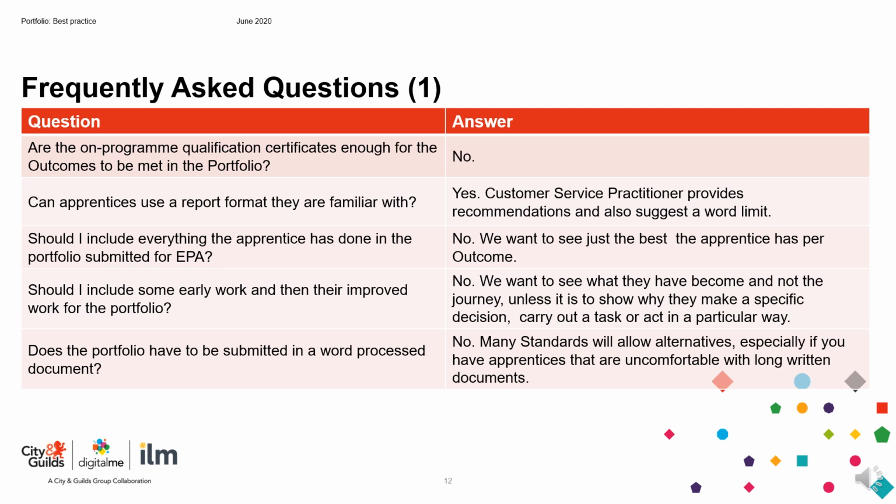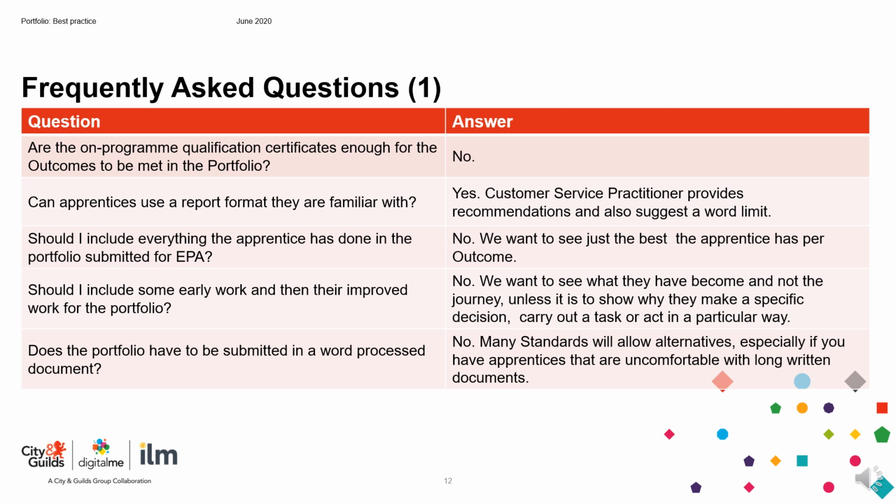Question 3. Should I include everything the apprentice has done in the portfolio submitted for endpoint assessment? We want to see a concise collection of the apprentice's best pieces, which is selected from the breadth of available evidence. This should effectively demonstrate the apprentice's performance in relation to the specified criteria and be of their highest quality work. We therefore do not want to see every piece of evidence.